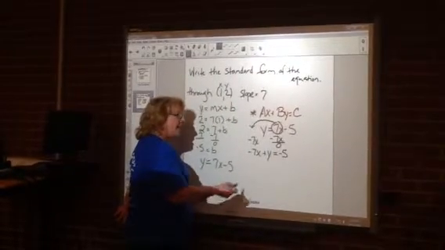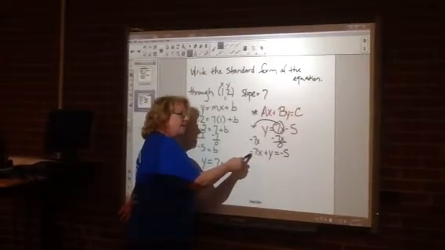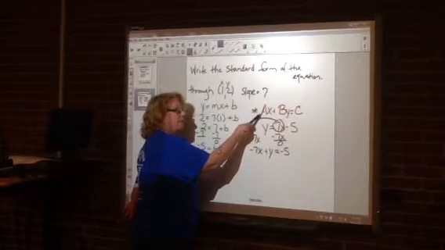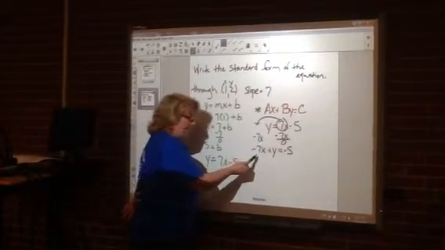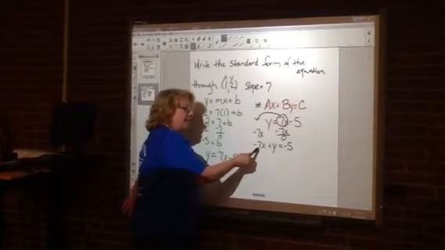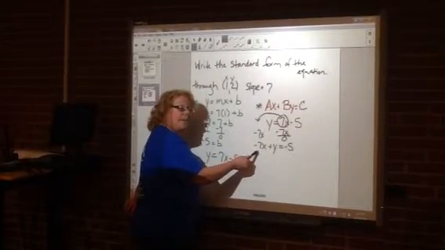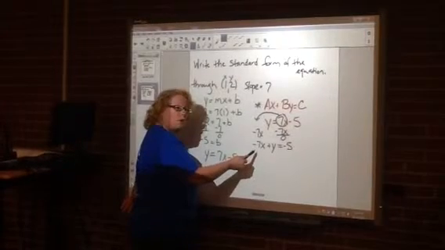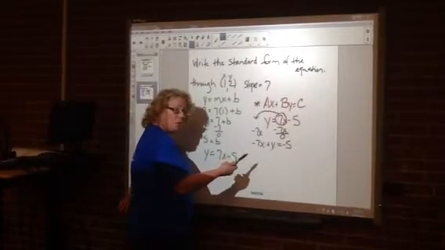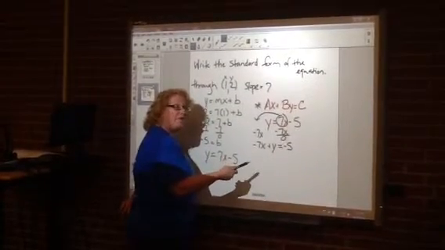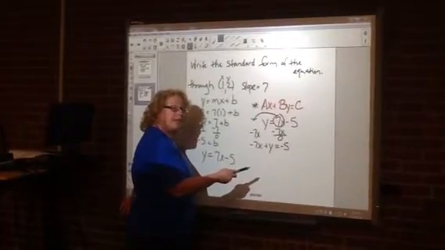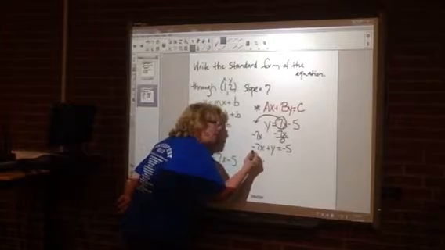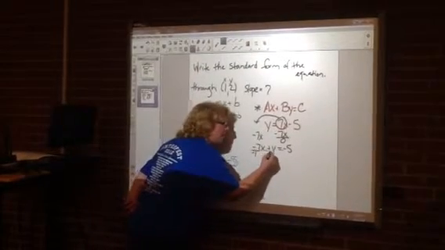Now, the next thing is we can't leave this negative. This first term in standard form has to be positive. So how do we get to a positive number? Well, we take a negative 7. You can either divide it by negative 1 or multiply it by negative 1. Either way, a negative divided by a negative gives you a positive, or a negative times a negative gives you a positive. So I'm going to divide everything by negative 1.